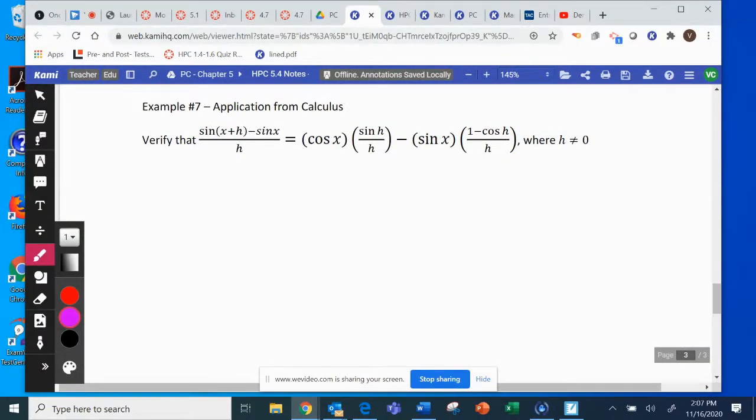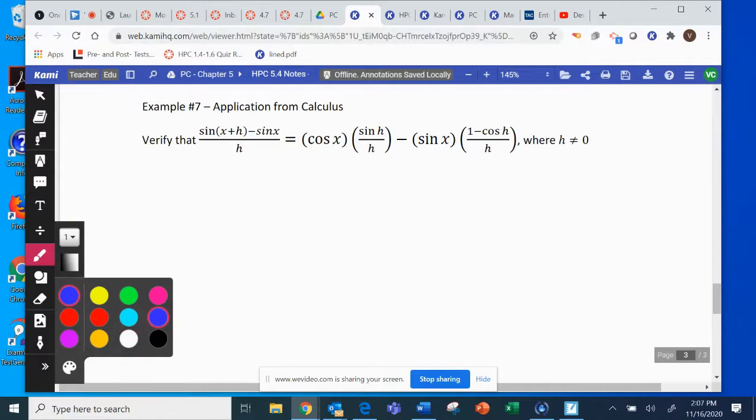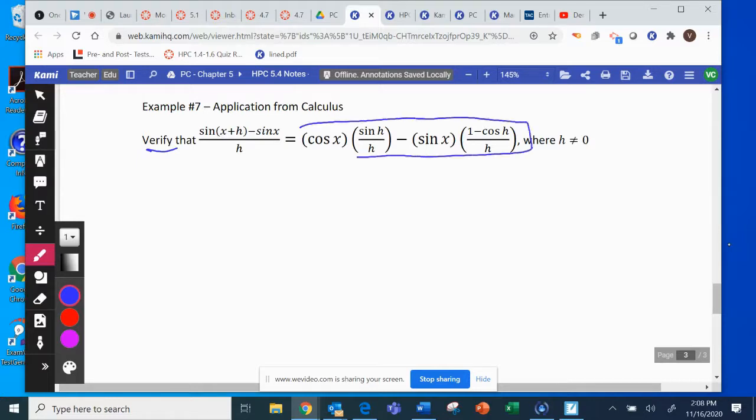Application from calculus. Yay, that sounds fun. It says verify that the left side equals the right side. So I am going to work on the left side. I'm going to leave my right side alone, okay? I'll leave that side alone. Since it says sine x plus h, this part right here, I'm going to use the sine sum formula, which is sine x cosine h plus cosine x sine h.